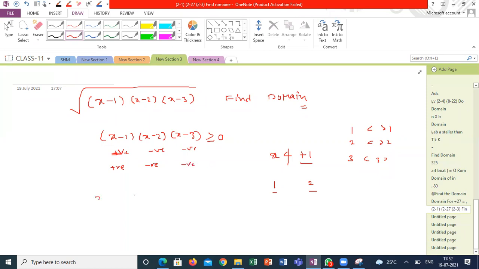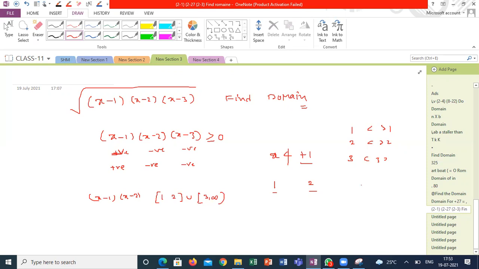So my x minus 1, x minus 2 is positive for 1, 2, correct? I can include 2 also. Am I right? Sir, is the answer 1, 2 union 3 to infinity? Correct. How can you say 3 to infinity?